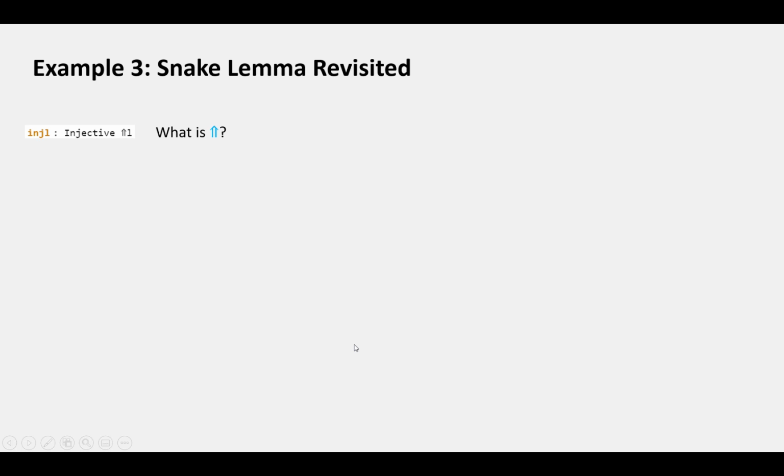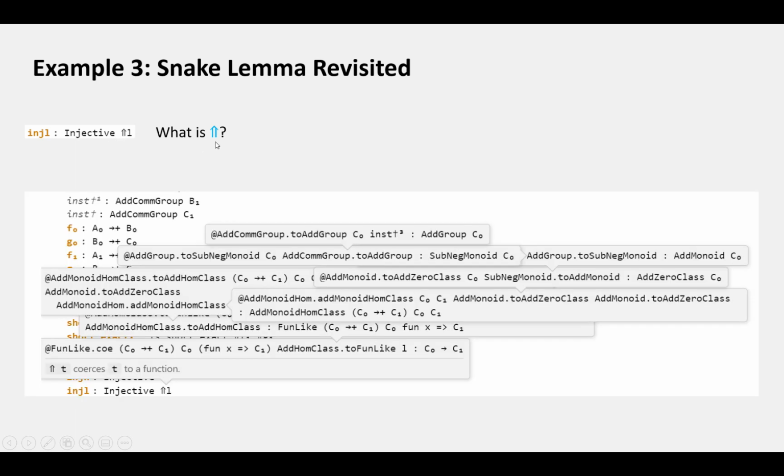Okay, so let's take a look at the snake lemma again. In the snake lemma, we see a hypothesis called inj-L, which says the up arrow L is injective. So what is this up arrow? It turns out that this up arrow is actually pretty complicated. You can trace back, so you can hover over this up arrow L and you will see that it's actually FunLike.coe, and you can trace back the type classes.